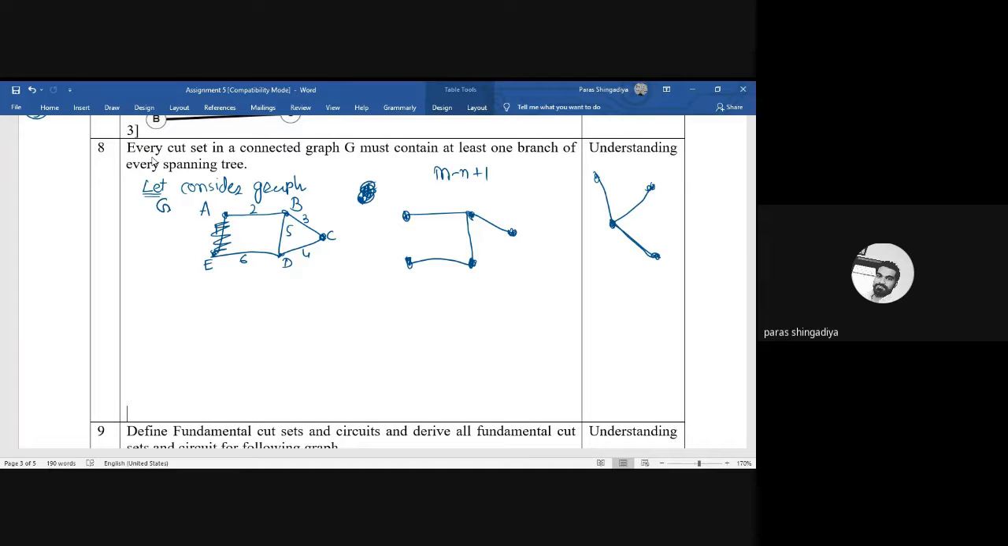M indicates total edges. तो total edges कितनी हैं ग्राफ में? There are 6 edges. Vertices कितने हैं? There are 5 vertices, plus 1. Okay? 6 minus 5 plus 1 का आंसर क्या होगा? That is 2. Okay? 6 minus 5 is 1, plus 1, that is equal to 2. So what is the meaning of this 2? आपको इस ग्राफ में से 2 एज निकालना है, ठीक है, to make a spanning tree.